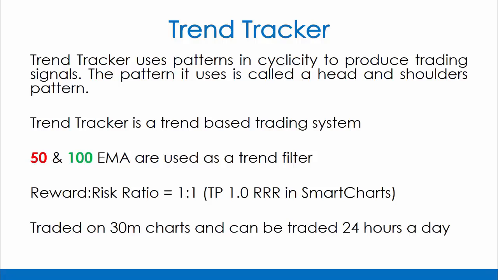Now, sticking with the same theme as the other trading systems in the Learn Forex course, the reward to risk ratio is 1-to-1. And the take profit inside the Smart Charts software will say 1.0 RRR. That's a 1.0 reward to risk ratio in the Smart Charts settings. Now, Trend Tracker is traded on 30-minute charts exclusively and can be traded at any time of day or night. So whenever you want to trade, Trend Tracker will be able to find some opportunities for you.